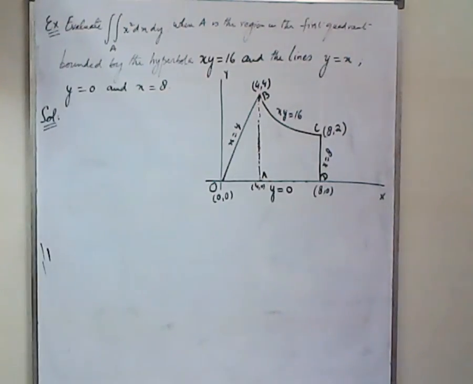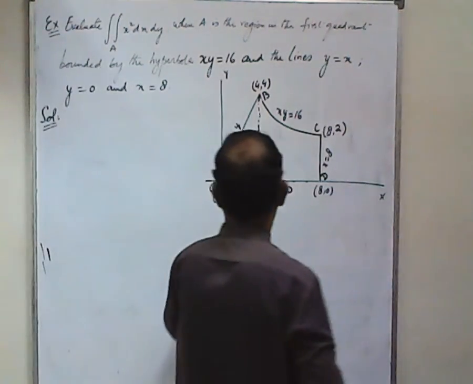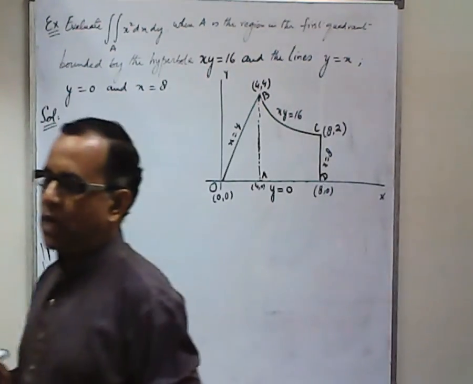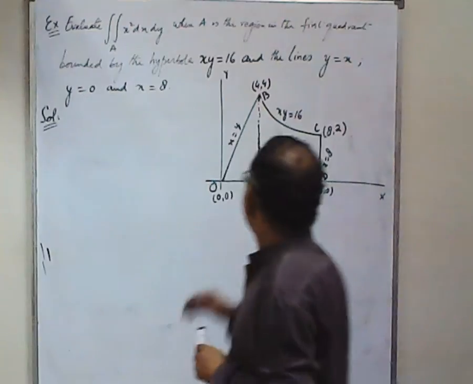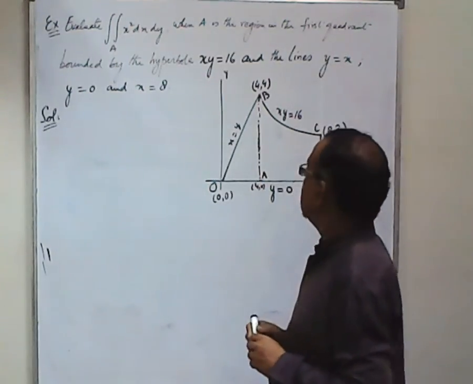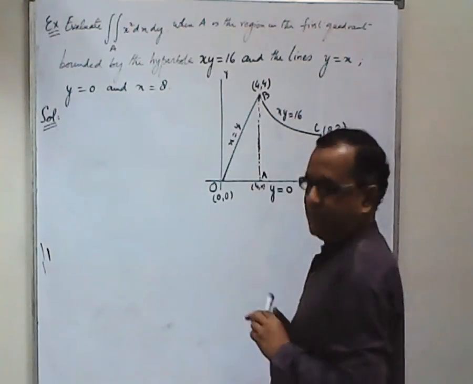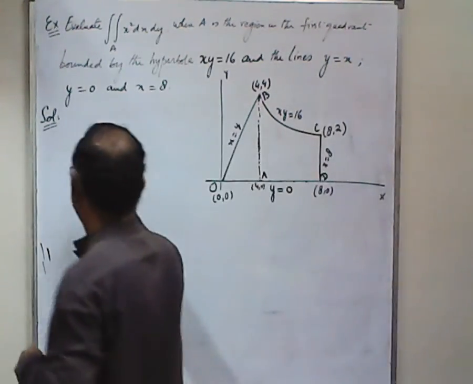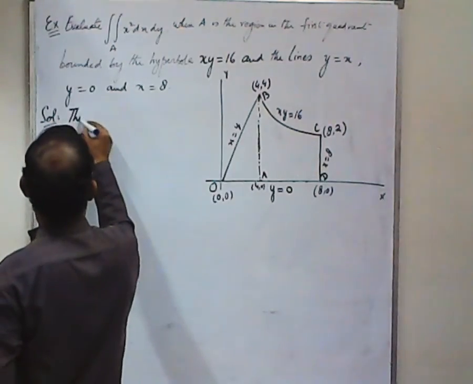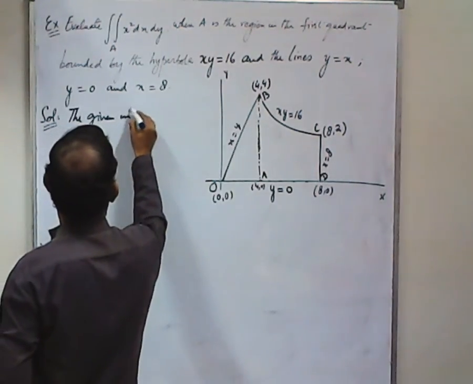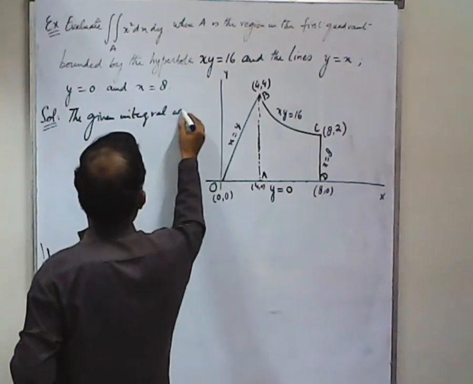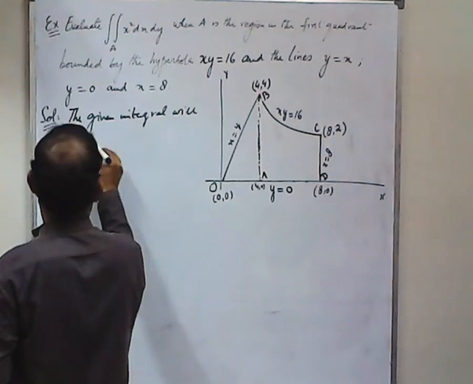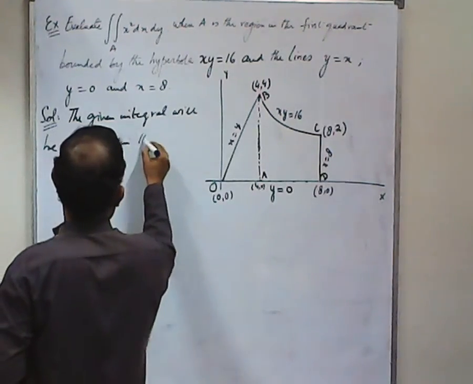So there are two different regions, and if I need, then I can find this separately and this separately and then add, so I will be able to find the area of the whole figure OBCD. So it means, first what we write, that the given integral will be distributed in this form.